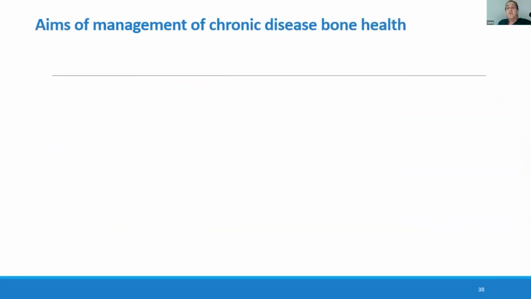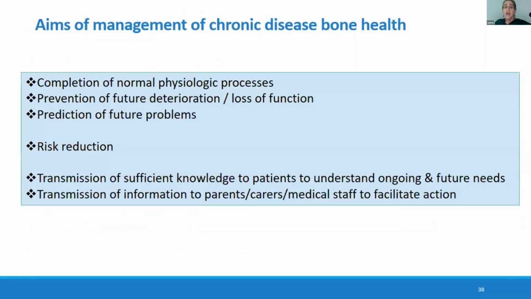So the aims of management in chronic health is to complete the normal physiology, to prevent future deterioration and loss of function, to be able to predict future problems such as glaucoma, aortic dissection, and thus reduce the risks. Very importantly, we need to transmit sufficient knowledge to patients to understand their ongoing needs and their future needs. And we need to make sure that our staff are educated to facilitate action.